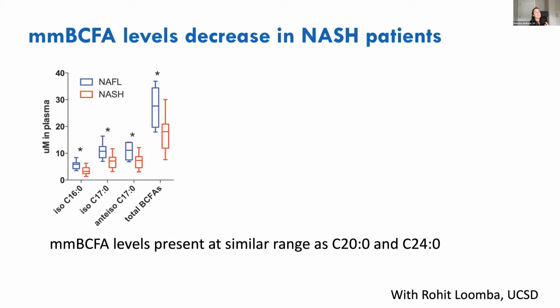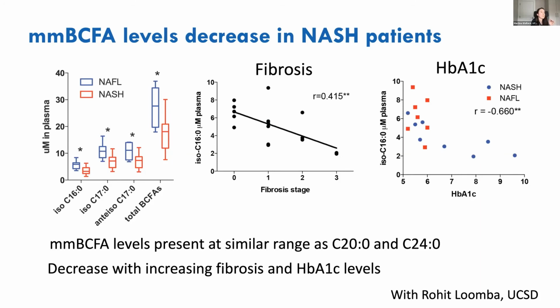And then we looked to see if they changed with disease progression in these patients. What we found was that in patients that had progressed to the more detrimental version of the disease, NASH, they were decreased. And then we also saw that they were present in plasma at levels of around 10 to 30 micromolar. And this is actually quite a similar range to some longer chain fatty acids such as C20 and C24. So they were relatively abundant. And we also found that they were negatively correlated with increasing fibrosis and also negatively correlated with increasing glycated hemoglobin.